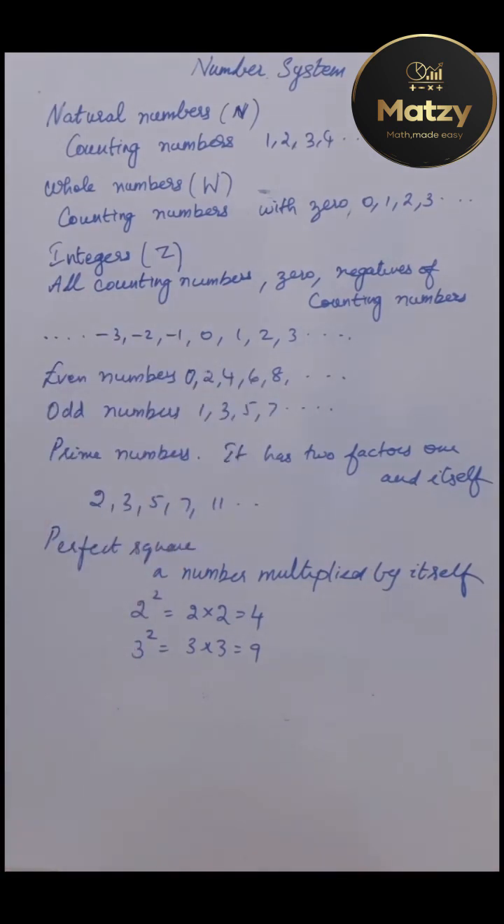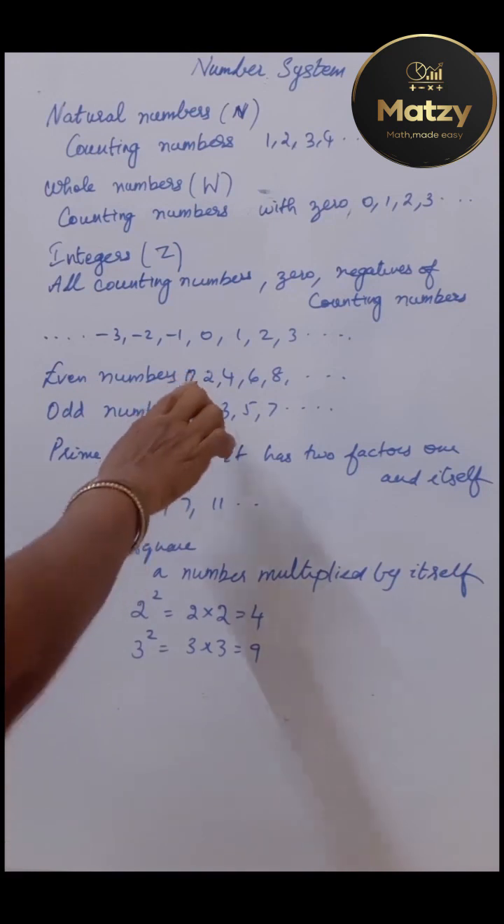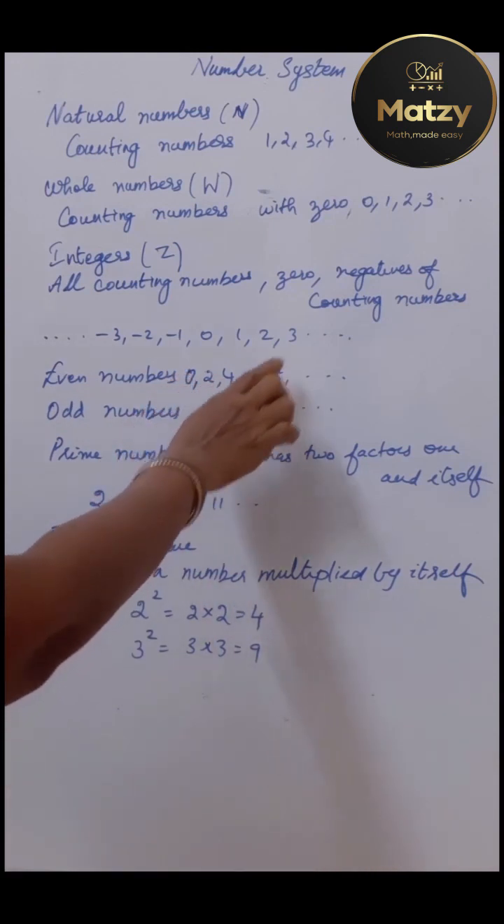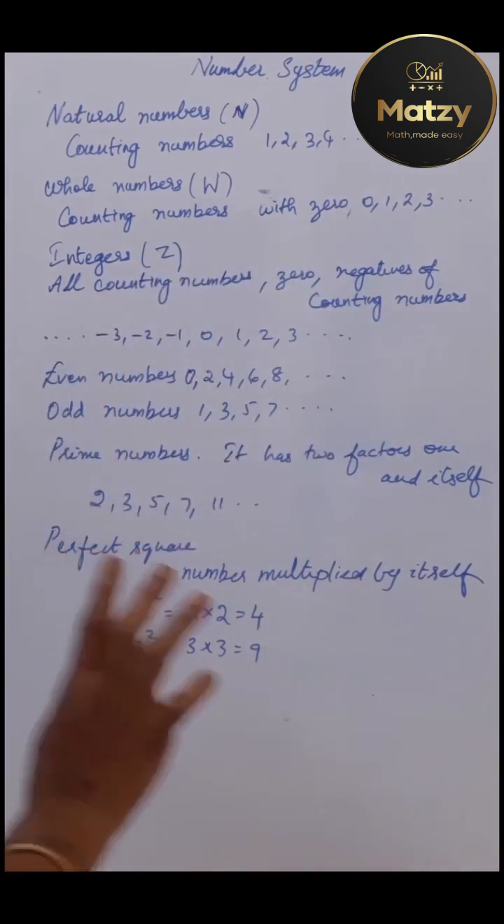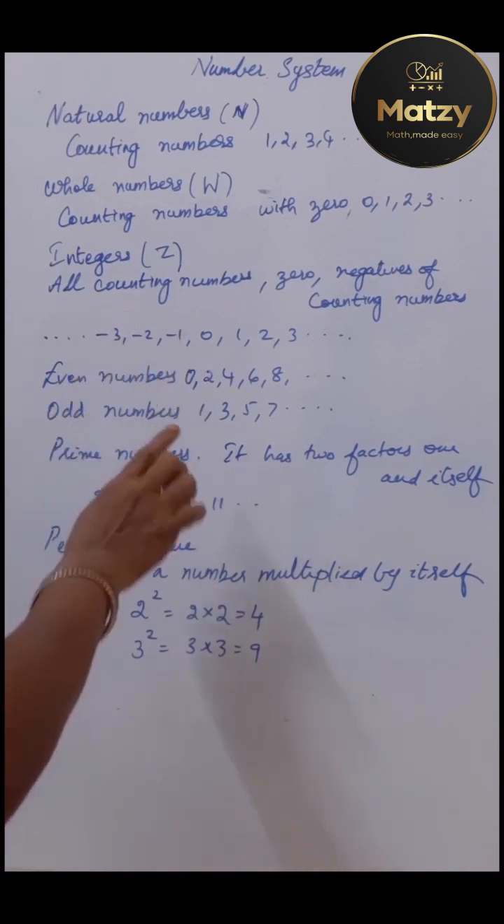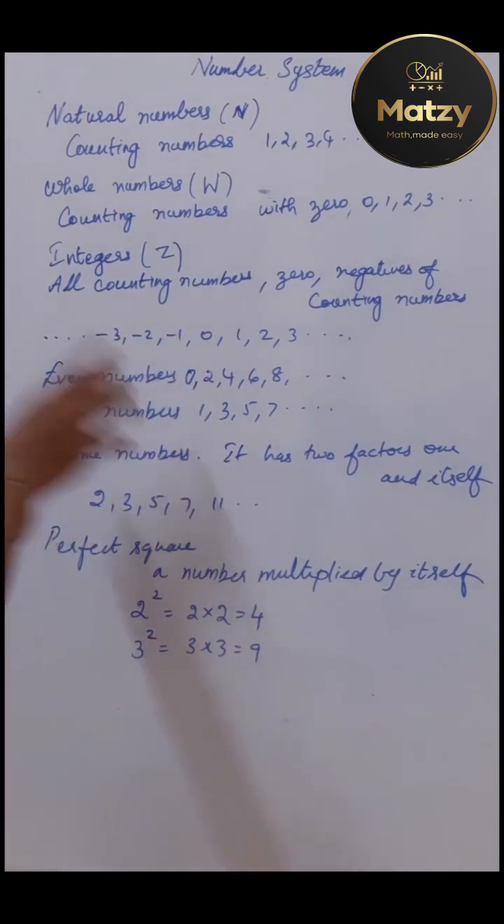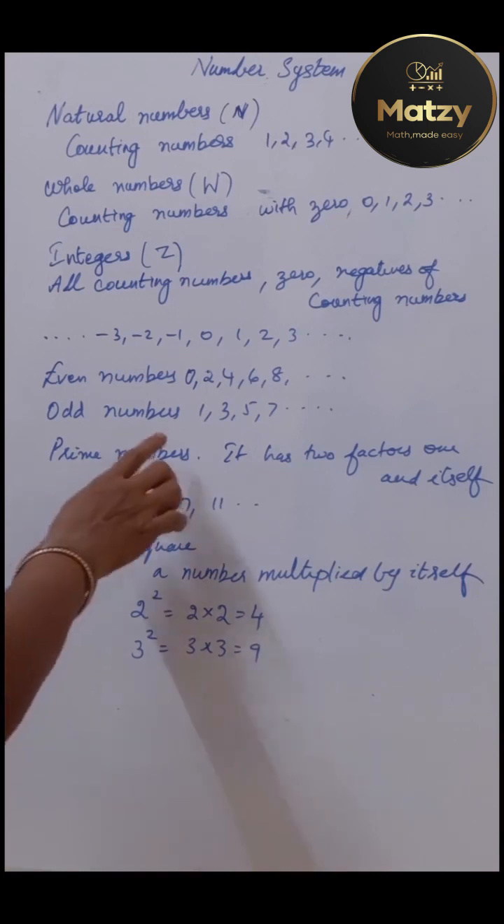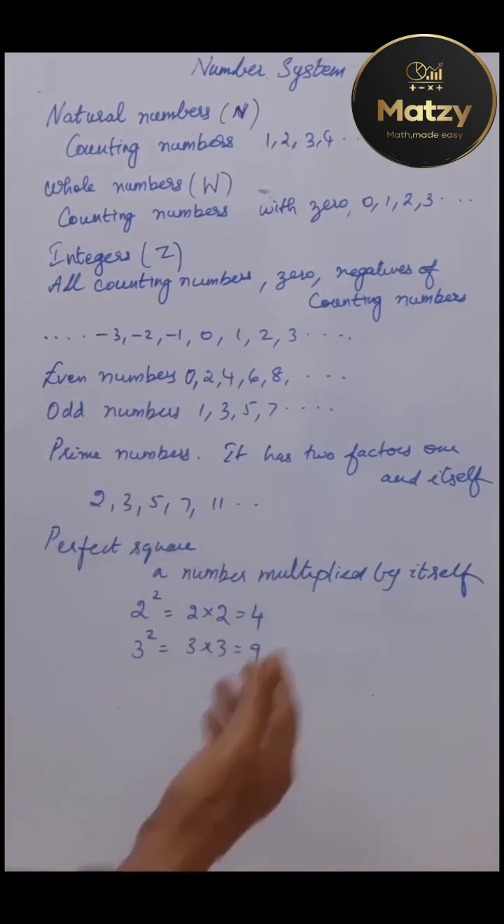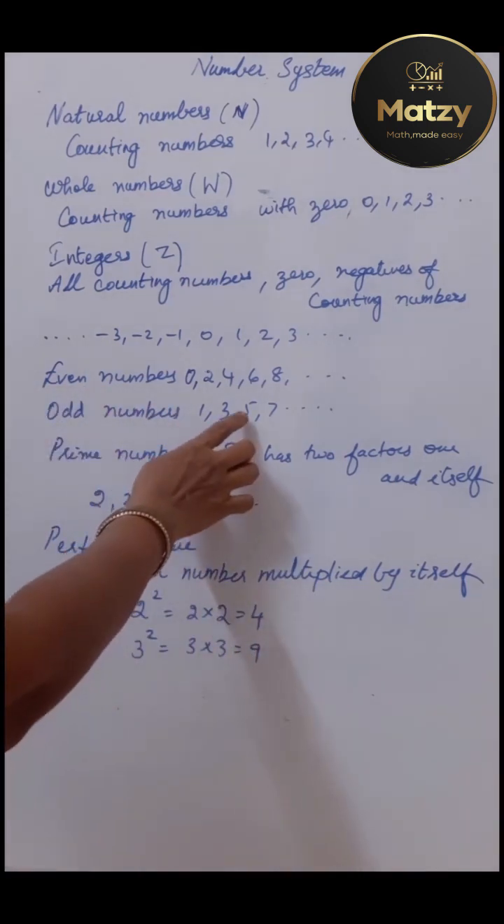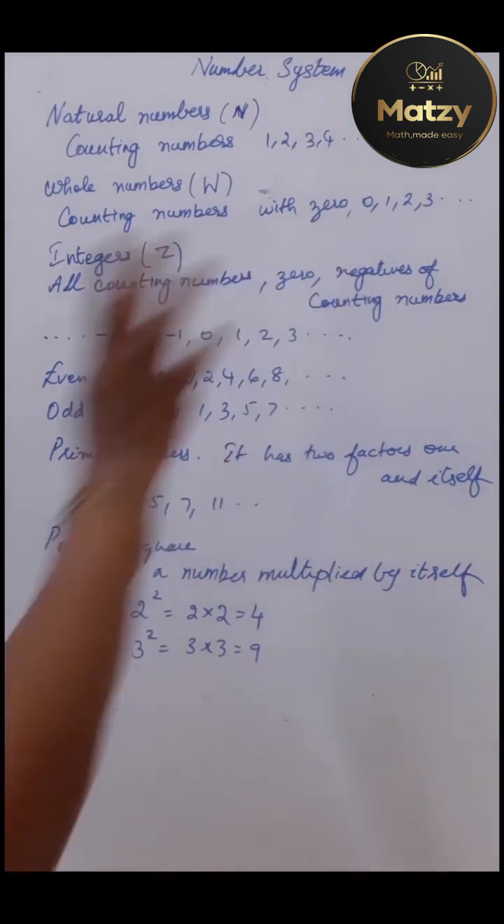Then even numbers. Even numbers are just the multiples of 2: 2, 4, 6, 8, 10 like that it goes on. Then 0 also will be included in even numbers. Then odd numbers start from 1. It increases by 2 only. 1 plus 2, 3. 3 plus 2, 5. 5 plus 2, 7, like that it goes on.